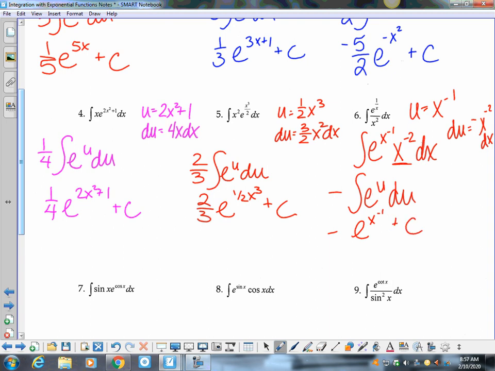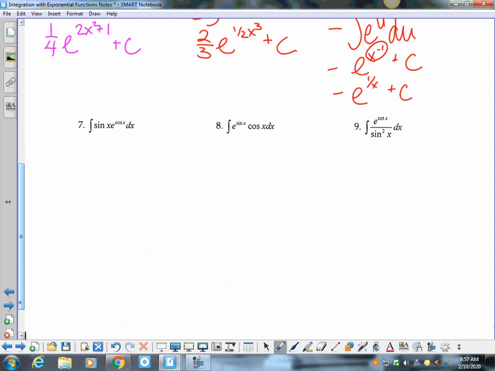Now, how else could they write that answer? Everybody okay? And that multiple choice answer would be riddled with negatives and positives and e's to the x to the negatives and positives and 1/overs, and you've just got to be really clear on your algebra rules there. All right, number 7.